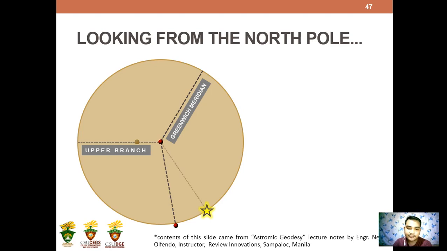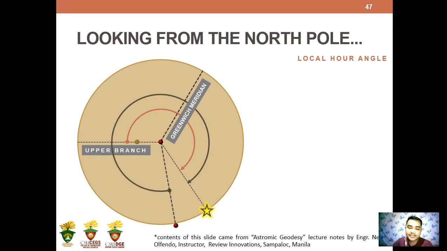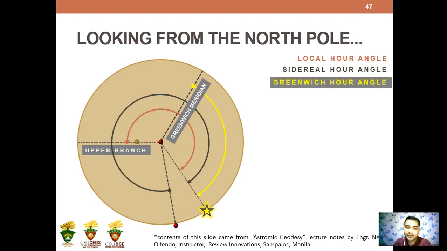So the star. So this angle, no, again from the upper branch clockwise padulong sa meridian of the star. This is what we call the local R angle. Another angle, no, from first point of Aries or the vernal equinox padulong clockwise ang direction padulong sa meridian of the star. So that's what we call sidereal R angle. Another, no, from Greenwich meridian padulong sa meridian of the celestial body, that's what we call Greenwich R angle.